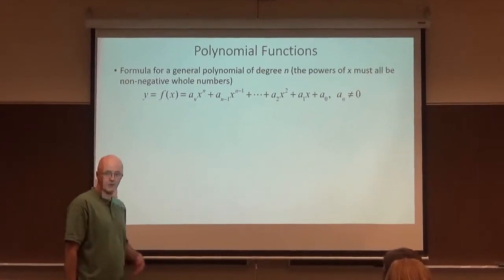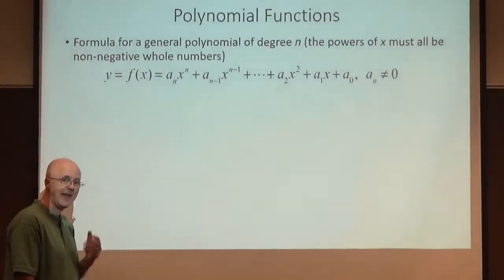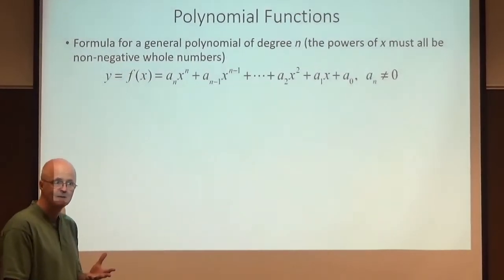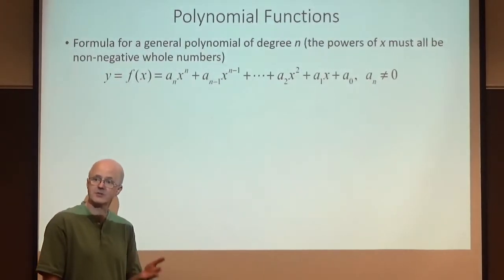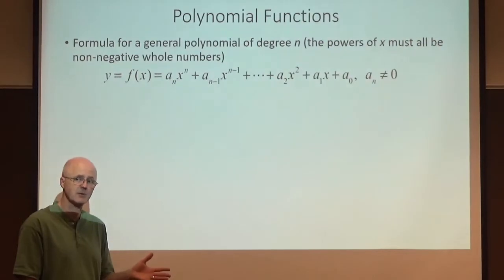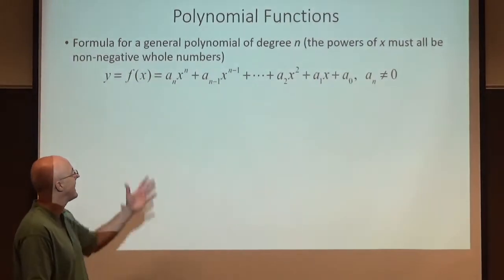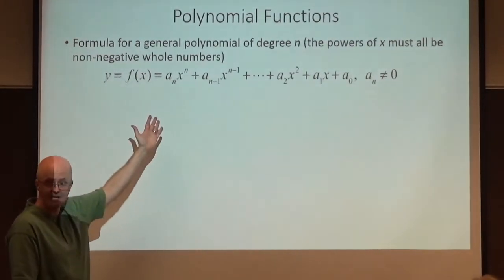When you assume the degree of the polynomial, the highest power is n. That's the formula. N has to be a non-negative whole number: 0, 1, 2, 3, 4, 5, 6, etc. It cannot be a fraction. It cannot be a negative number. It cannot be an irrational number like pi. And it is assumed there are no higher powers of x when I write this.